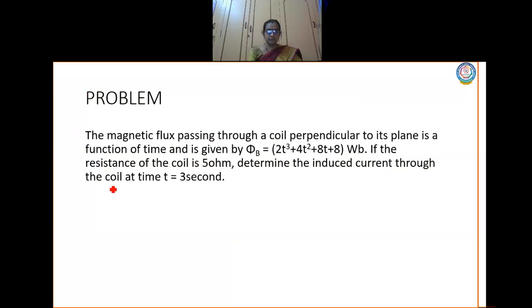So before we move on to solve the problem, let us write the values. Data that is given has to be written. So psi of b is equal to, what is the equation children? 2t cube plus 4t square plus 8t plus 8. Okay. Now put this in brackets, write the unit Weber. Now resistance is given children. So resistance value is 5 ohm. Then what else is given? Time is given. So time is 3 seconds. Okay ma? Now you need to determine the induced current through the coil.